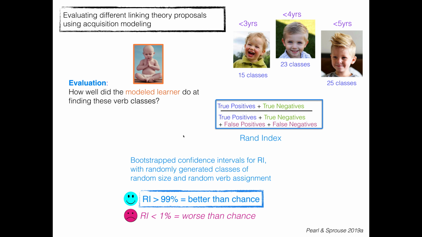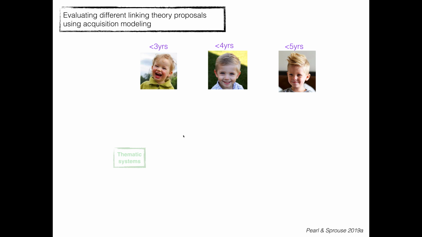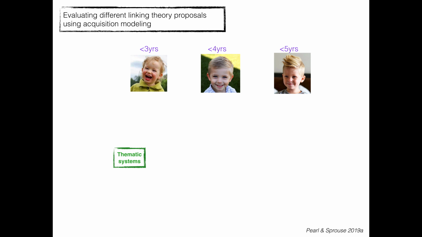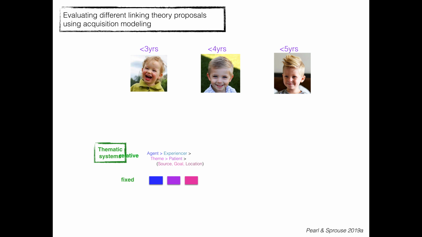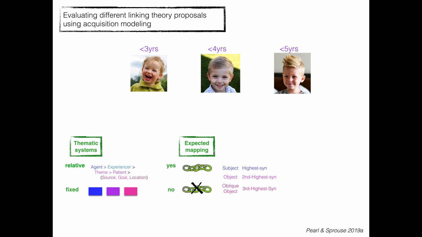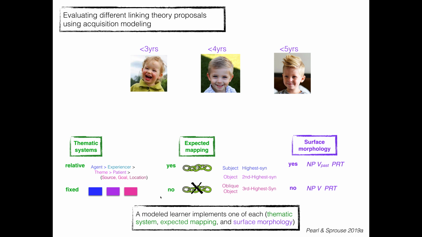So let's remind ourselves what the different options are. So we have a couple of thematic systems. We can have a relativized system, really, or a fixed thematic system. We also have expectations about mapping. Either we don't have one yet and we're paying attention to the details of the distribution, or we have one and we're interpreting things in terms of movement. And then the syntactic frame, right? Do we pay attention to surface morphology and have multiple syntactic frames depending on what that verbal surface morphology is, or not? Do we just glump them all together? Okay, so this means we actually have 8 different modeled learners, right? Because you pick one of each, a 2 by 2 by 2, it gives you 8 possible modeled learners.